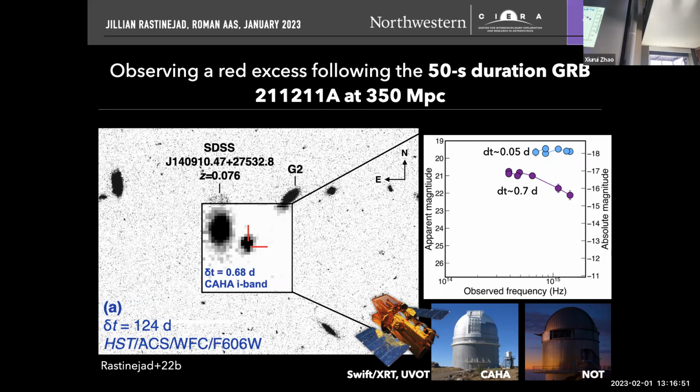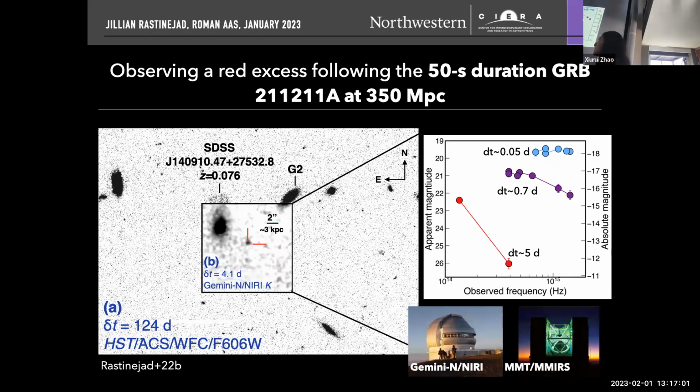And you can see just the optical near-infrared SED here. It's relatively flat at early times. It gets a little bit redder, but it's relatively flat. Because it was so close to this nearby galaxy and we had this really interesting light curve, my team triggered follow-up with Gemini North in the NIRI instrument. And we discovered this bright infrared excess, especially compared to the optical, at only 4 days following the GRB.